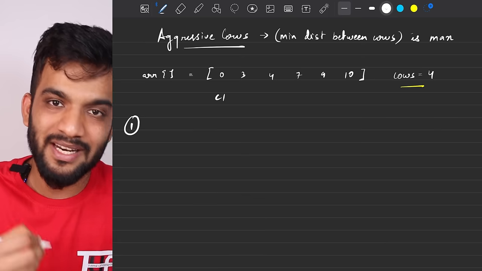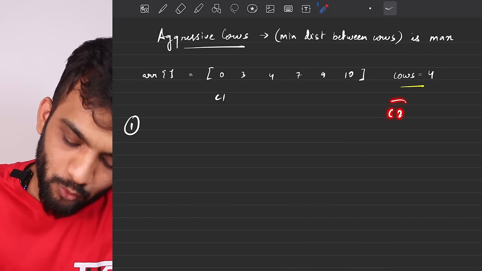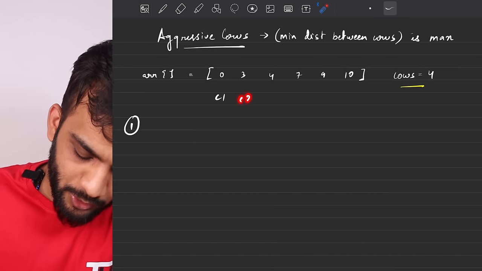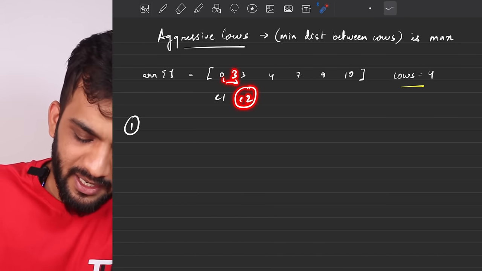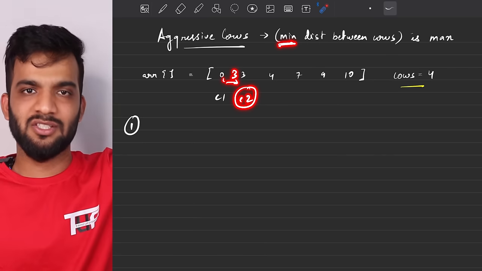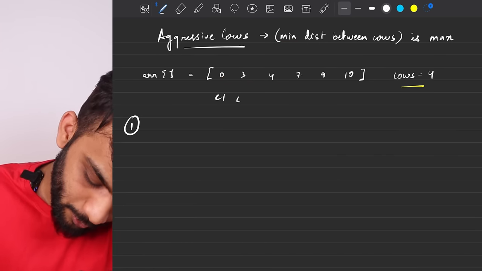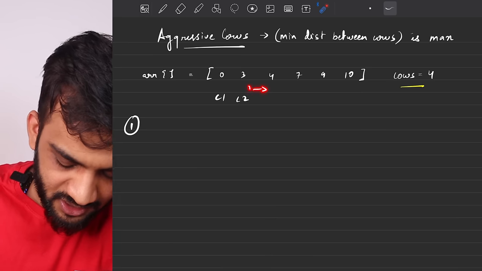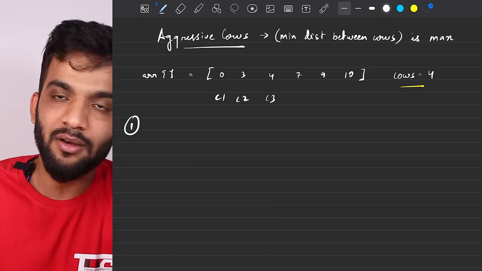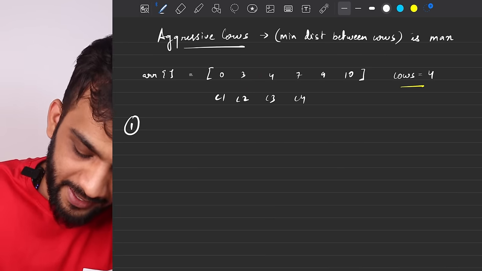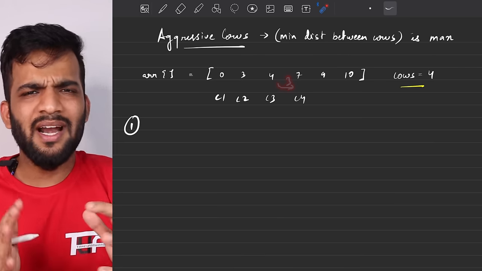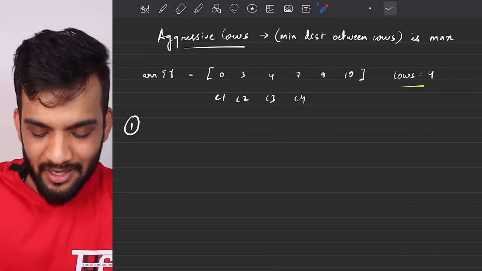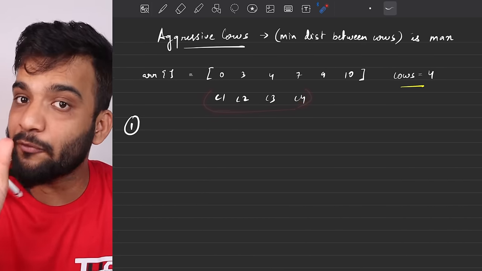What's the next? I need to put the cow 2, and I need to make sure that the distance is 1. Can I put a cow 2 here? I can, because the distance is 3. And I'm trying to keep a minimum distance of 1. I can. So let's put a cow 2. Can I put a cow 3 here? I can, because the distance is 1, so I can put a cow 3 over here, right? Can I put a cow 4? I can, because the distance is 3. I can go ahead and put cow 6 as well, but there's no need. I stop the moment I'm able to put 4 cows.